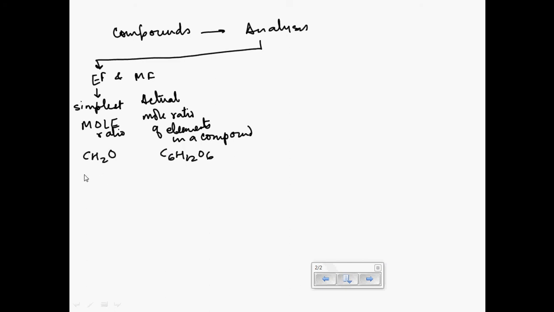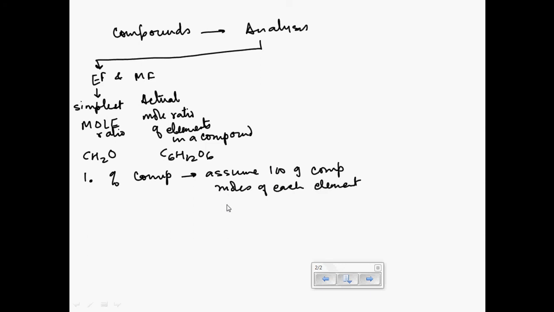How can you determine empirical formula? You can determine it from percent composition. Remember, in this method you assume 100 grams of compound, and then you figure out moles of each element, dividing mass by molar mass, and then you find the simplest whole number mole ratio. These are the steps, and you can look at the PowerPoint for more details.